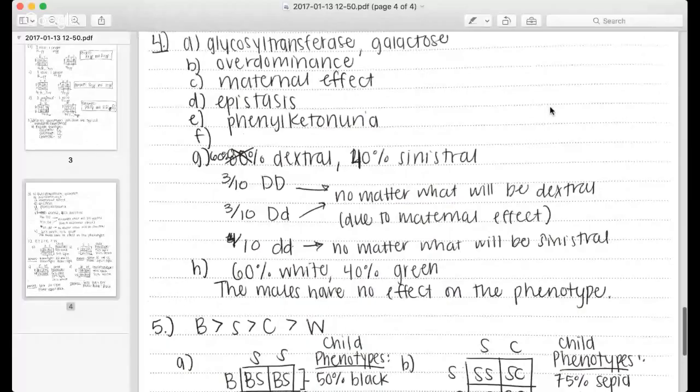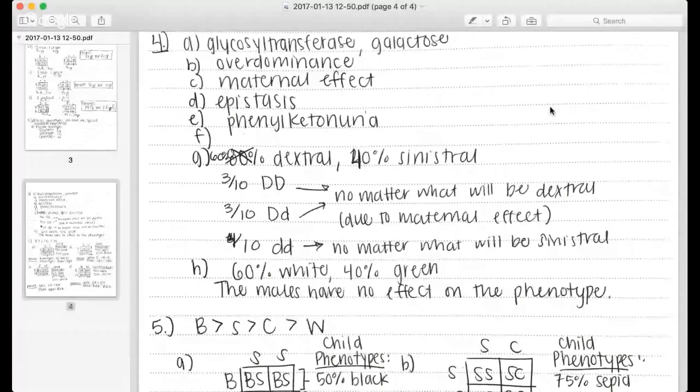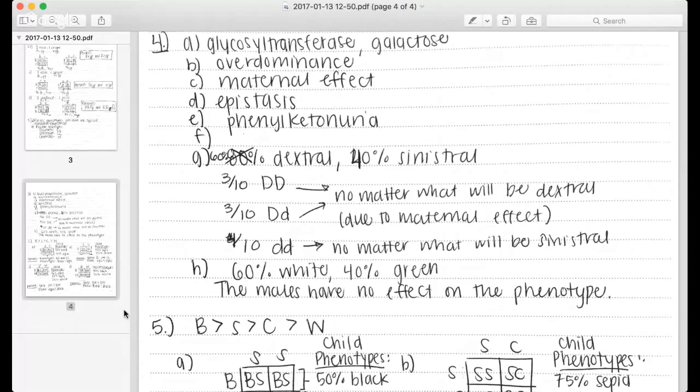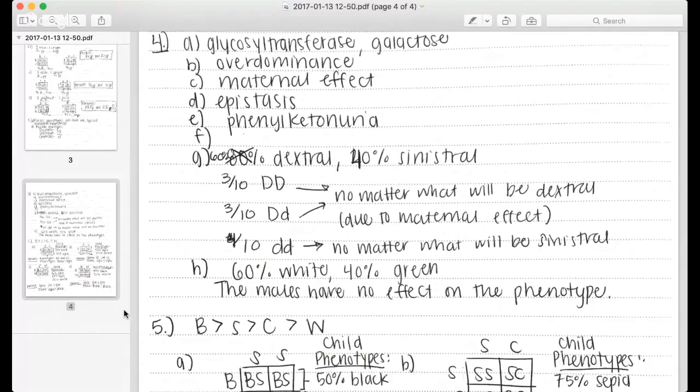Okay. And then number 4's 2 or B says, oh, you're back in. I'm back again. This is weird. So I said overdominance for that one. Okay. And then for C, the maternal effect is a genetic phenomenon in which an individual does not express the phenotype specified by their genotype. First one.